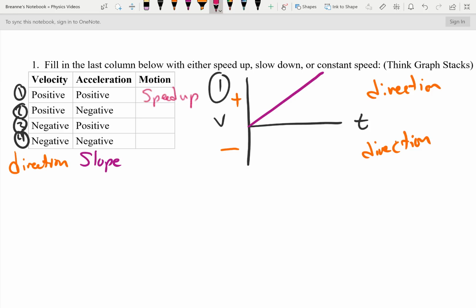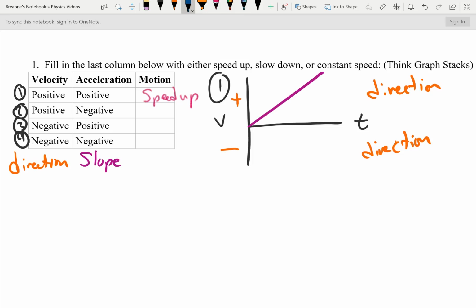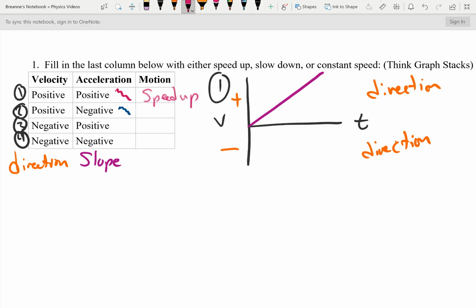Because your numbers are increasing. So now, what about number 2? So number 2, positive direction, so we're in the positive quadrant, negative slope. Negative slope means you're slanting downwards. So our numbers are decreasing, so we'll be slowing down.